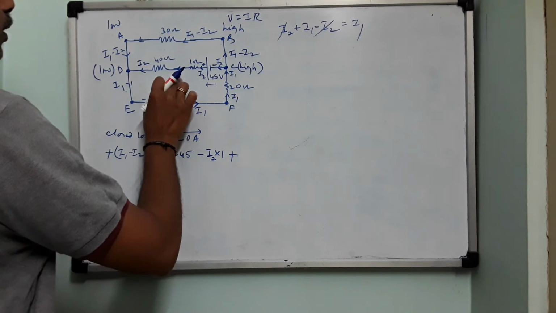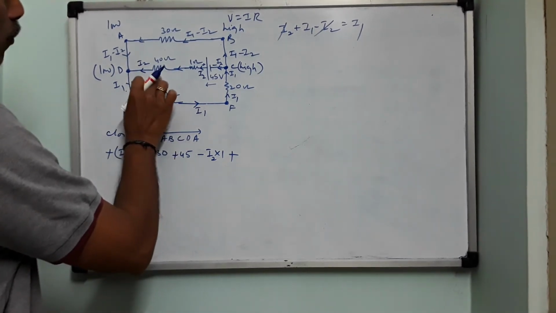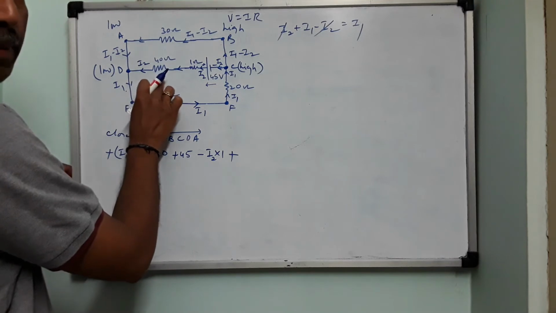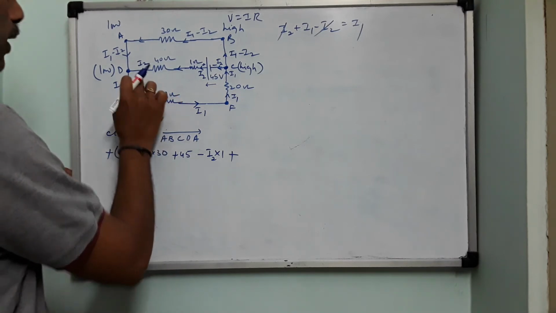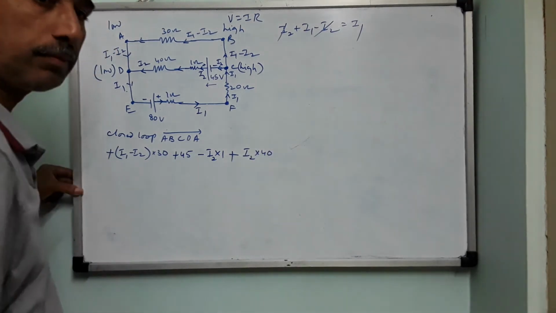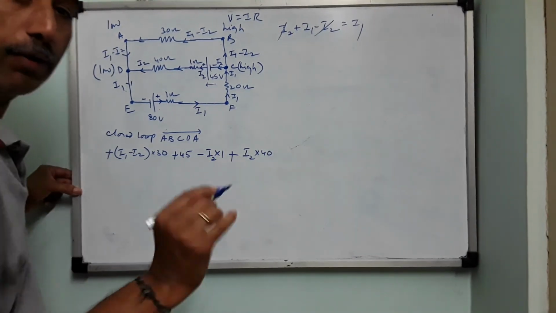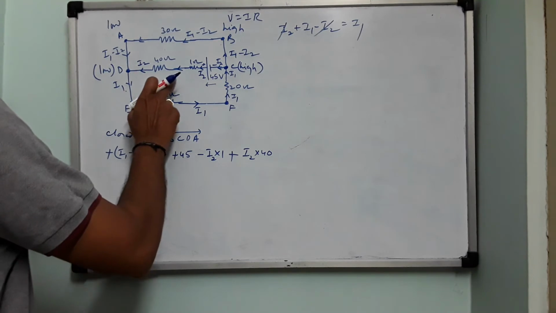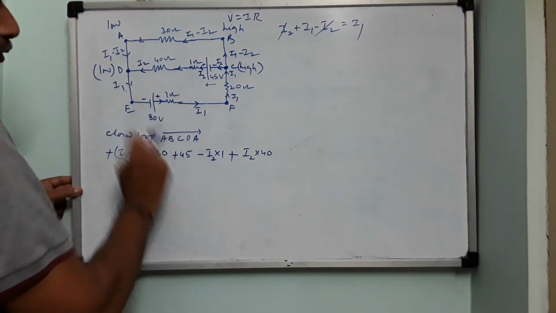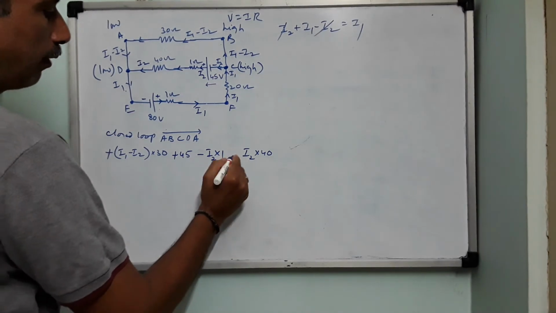Fine. Now V equals IR. The potential difference across this resistor is current flowing in it multiplied by its resistance. Current multiplied I2 into resistance 40. Positive or negative, now I will decide. Now you are going from this point to this point. That means high potential to low potential. So therefore this will be a negative.